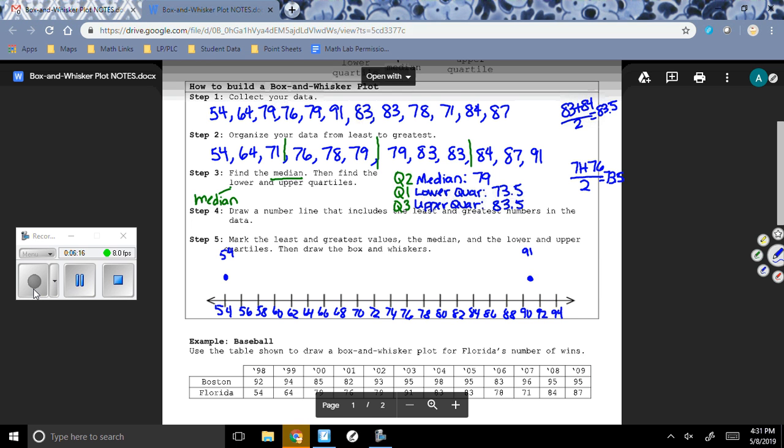All right, and now I'm going to make all of those numbers for the actual box of the box and whisker plot. So my quartile 1, let's start with that one, the lower quartile. That would be 73.5, so I'm going to make that dot. And again, this is why I like to write the numbers above, just to be extra clear if it's hard to see. My quartile 2, that median, was 79, so I'm going to find that and make a dot. And then my upper quartile was 83.5.